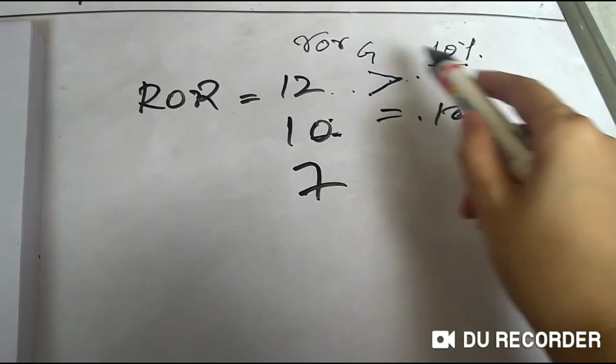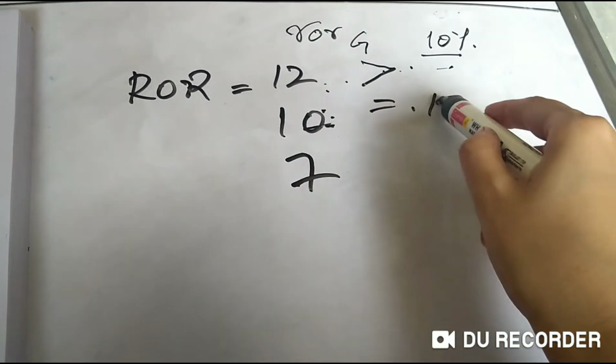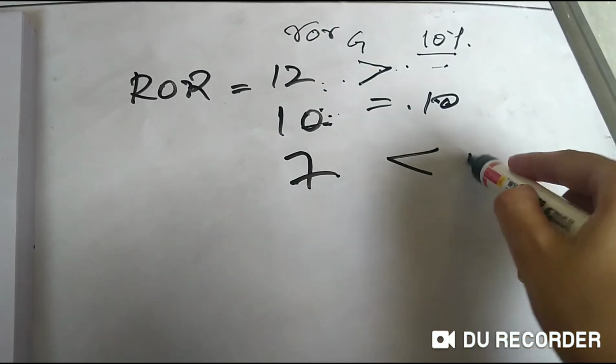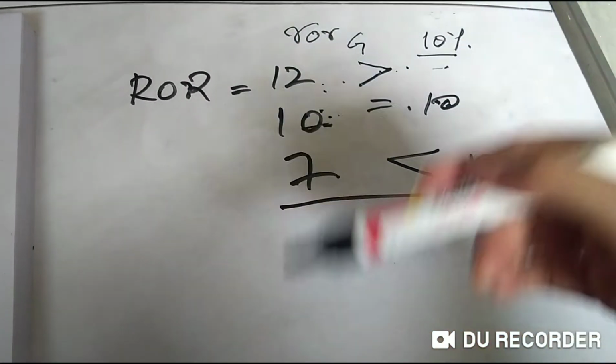12 is more than 10, so it is a growing firm. 10 and 10 both are equal, so it is a normal firm. Now 7 is less than 10, so it is known as a declining firm.